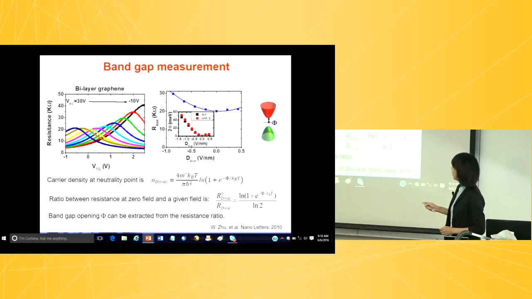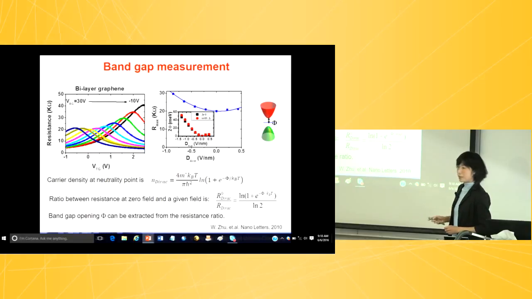So if we plot the maximum resistance as a function of the displacement field caused by both top gate and back gate, we can see that at zero displacement field, the resistance is minimum, smallest. If we increase the vertical field, the resistance is going to increase. This is because if we increase the vertical electrical field, we're going to increase the band gap of the bilayer graphene, and that will reduce the carrier density at the charge neutrality point.